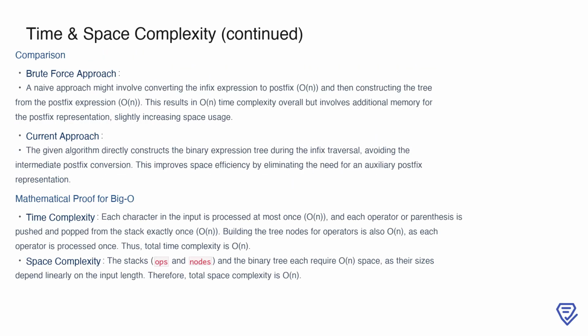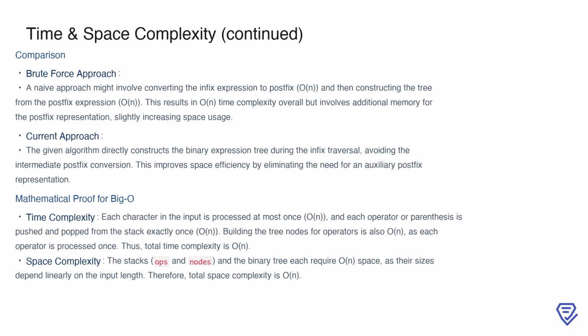When comparing this approach to a brute force method, the differences become clear. A naive approach might first convert the infix expression to postfix notation, which takes O(n), and then build the binary expression tree from the postfix expression, also O(n). While the time complexity remains O(n), the brute force method requires additional memory to store the intermediate postfix representation, making it less space efficient. In contrast, the current algorithm constructs the binary expression tree directly during the infix traversal, eliminating the need for extra memory.